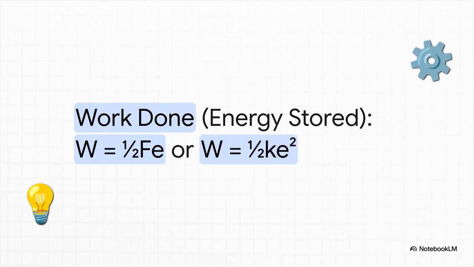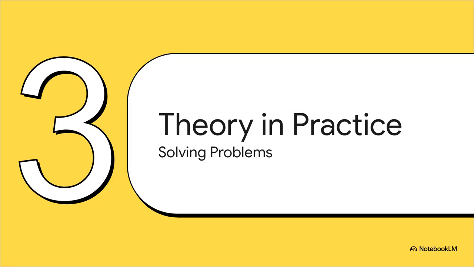And that picture of a triangle on the graph leads us directly to these two super useful formulas. The work done, or the energy stored, is either 1/2 times the force times the extension, or if you happen to know the spring constant, k, it's 1/2 k times the extension squared. Simple, but incredibly powerful. Okay, that's enough theory for now. The absolute best way to really get a feel for this stuff is to see it in action.